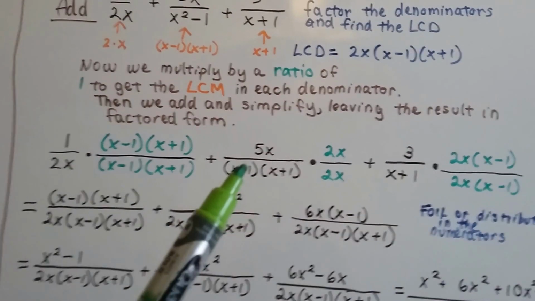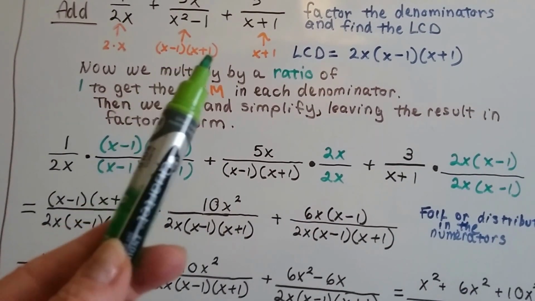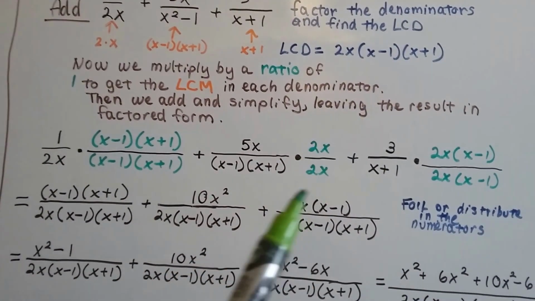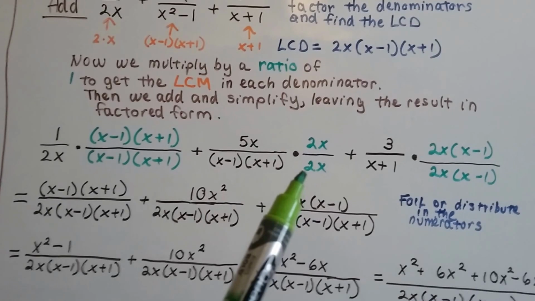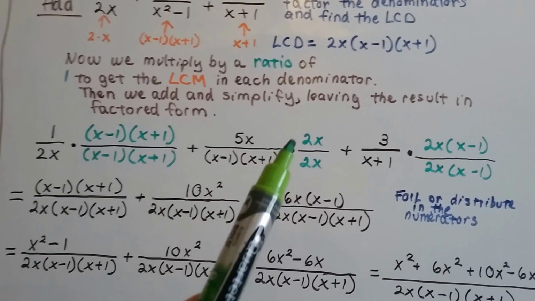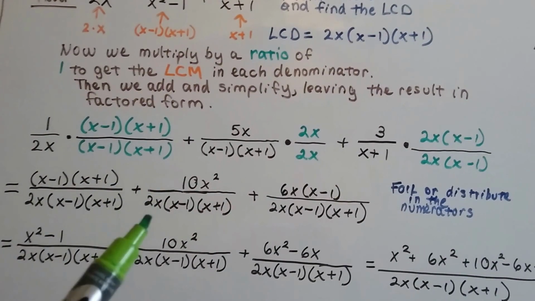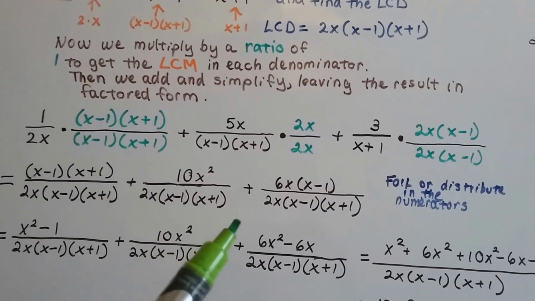What does this guy need to be multiplied by to be a 2x, x minus 1, x plus 1? He needs to be multiplied by a 2x. So the numerator has to be multiplied by 2x. That's going to give us 10x squared over our denominator.